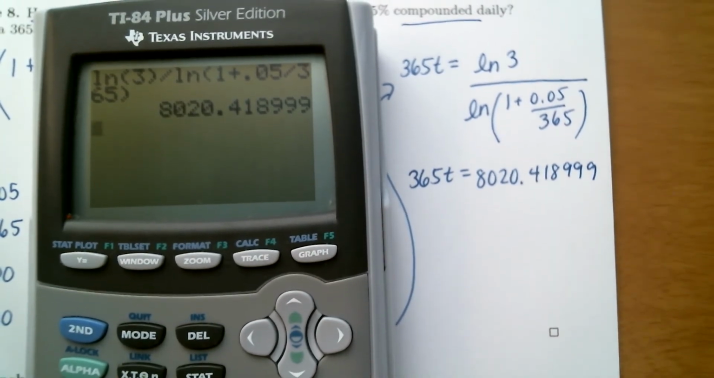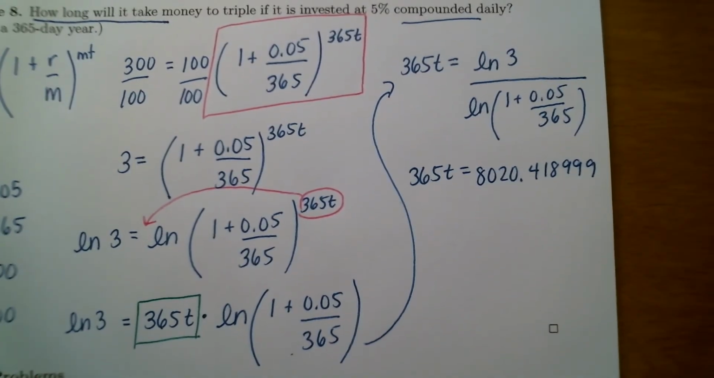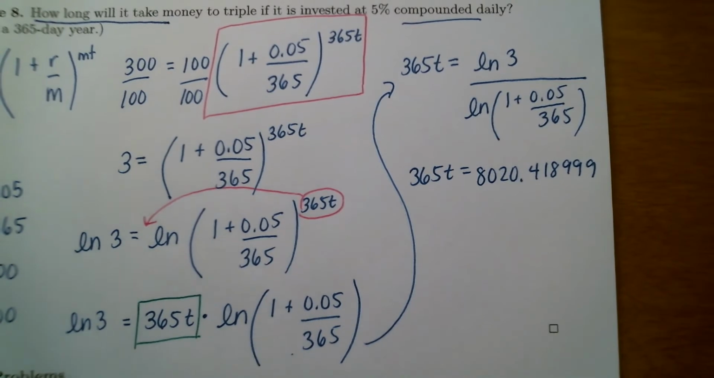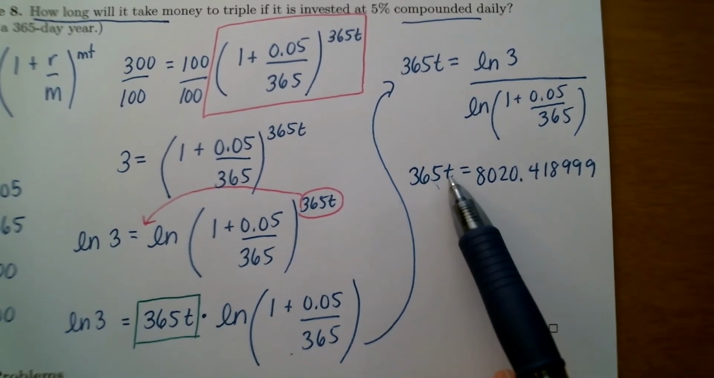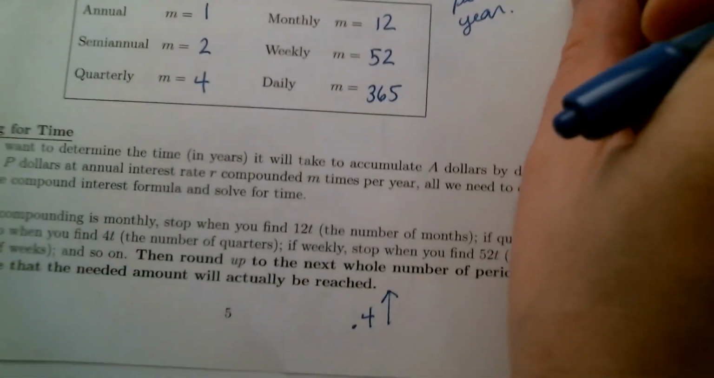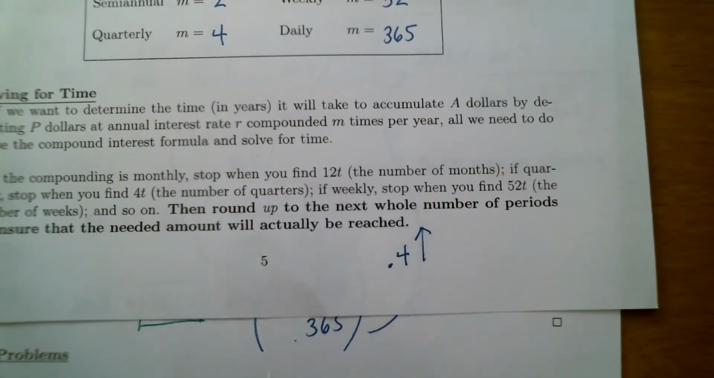Okay, and now we're going to talk about how to interpret the answer. Also on page 5, when we had that little blurb about solving for time, let me grab it again. Not only do you have to solve for m times t, but once you get that value, remember, you have to round up to the next whole number to ensure that you're going to have enough time to accomplish what you're doing, okay?